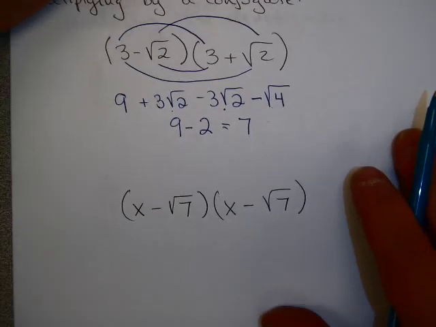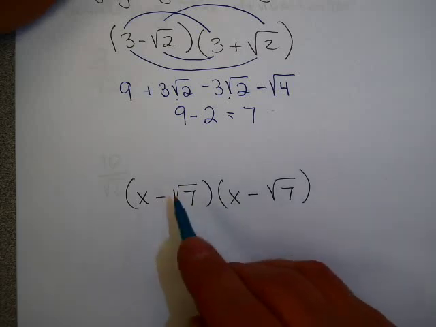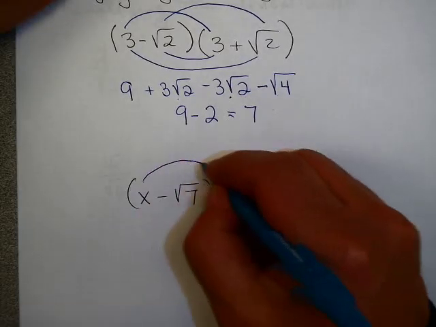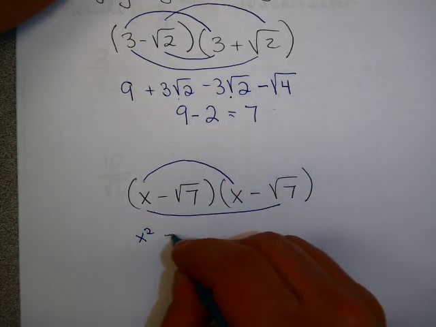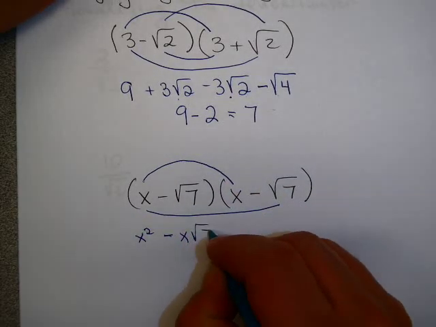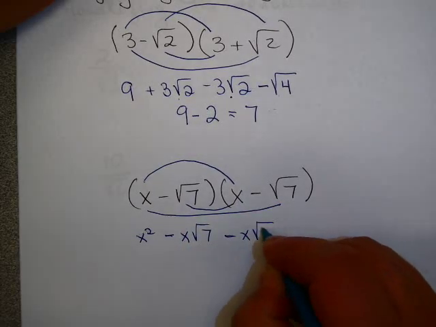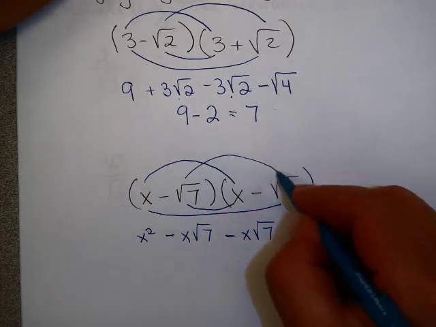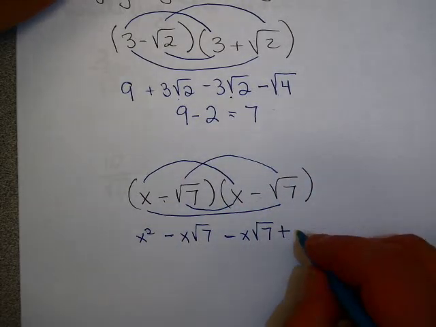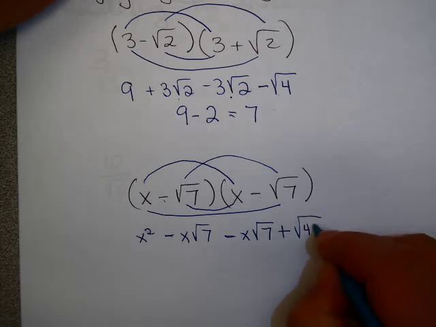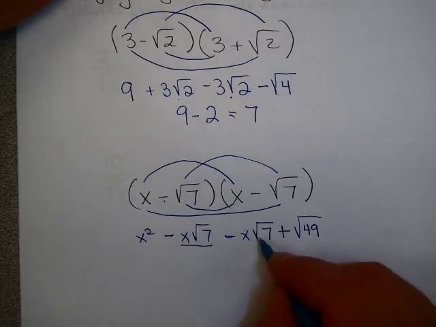Now, be careful, not everything is a conjugate. These are not conjugates. Let's see what happens in this case. X times x is x squared. X times the square root of 7 is minus x times the square root of 7. This one is minus x times the square root of 7. And this one is minus square root of 7 times minus square root of 7, which is plus the square root of 49. Now, if you look at this, these are like terms.